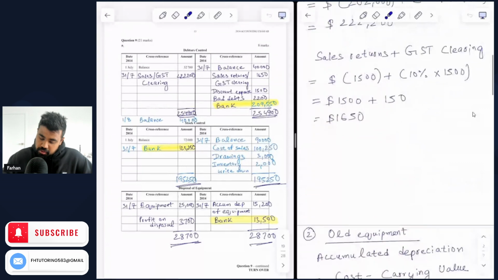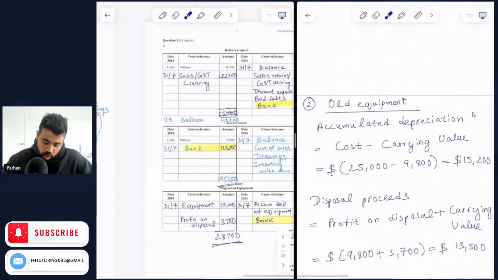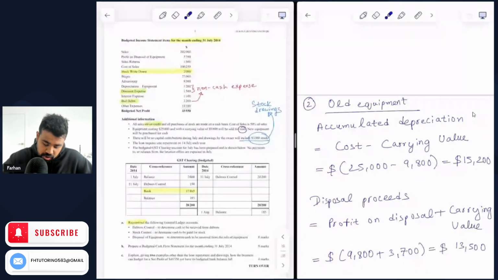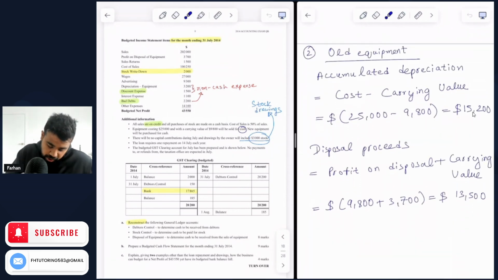Okay, so let's look into the other additional information we have, and also the reconstruction of the disposal of equipment, and determine the cash we have received from the sale of equipment, or the disposal proceeds. All right, so what does the second additional information say? So the second line says that equipment costing $25,000 and with the carrying value of $9,800 will be sold for cash.